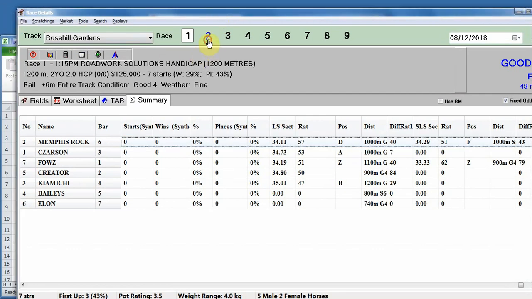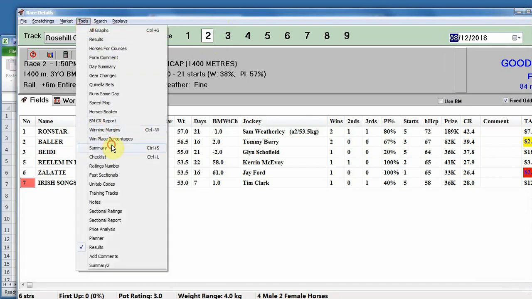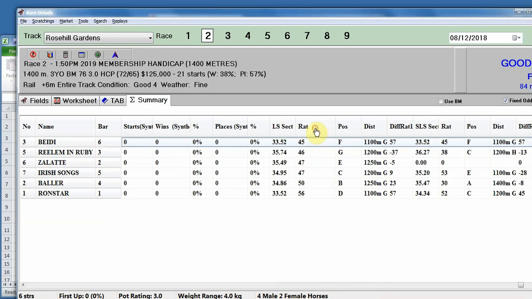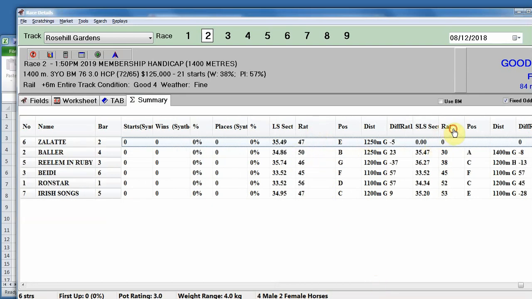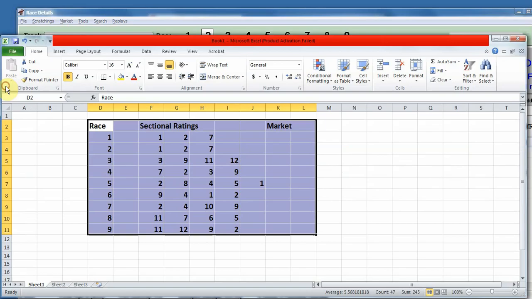So let's just keep going. Race 2, just for the process. Tools, summary, looking for the horses 1 and 2 and 1 and 7. So in other words, there's overlap, just 3 horses only. Now in some of the later races there is a bigger overlap, like in race 5.